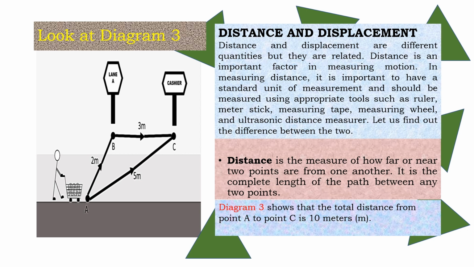Diagram number 3 shows the total distance from point A to point B, which measures 2 meters, and from point B to C, which measures 3 meters, and from A to C, 5 meters, with a total distance of 10 meters. Again, what is the total distance in between? Yes, it is 10 meters.